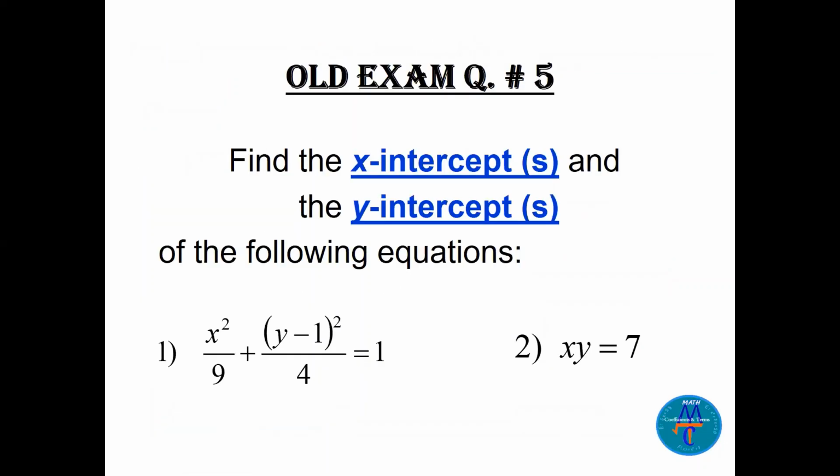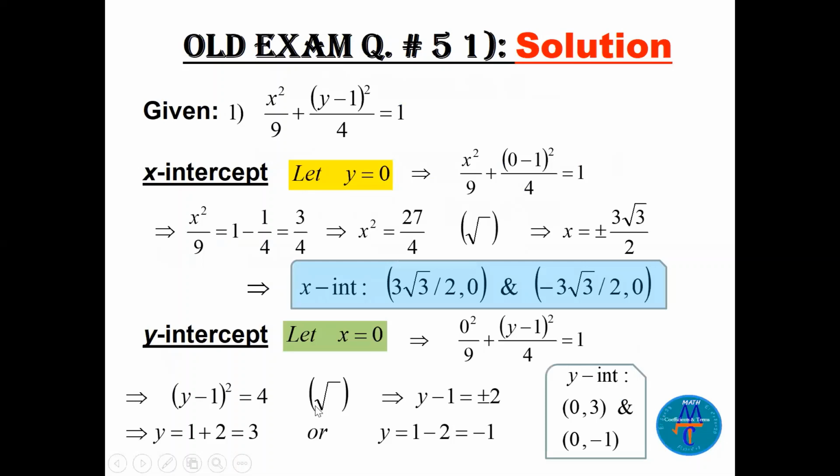Question number 5 is easy, I think. Maybe the first one you have to be a little careful. Find the x-intercept and y-intercept. We know this story. X-intercept, let's go to the first one. For the x-intercept, let y be 0. Just put y 0 here. So 0 minus 1 squared, that's 1 over 4 here. Take it on the other side, becomes 1 minus 1 over 4. And this is 4 over 4, so 3 over 4.